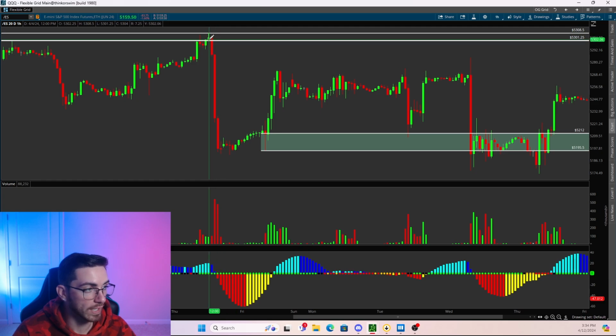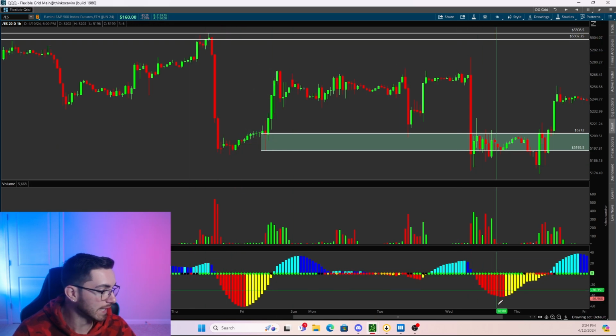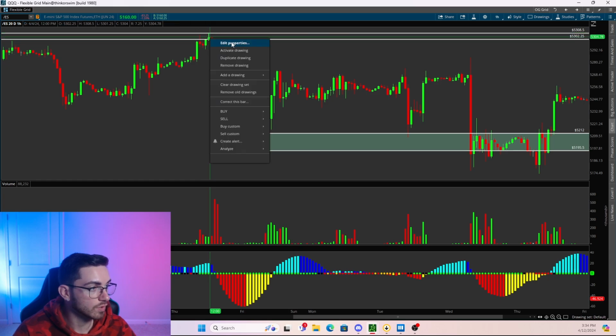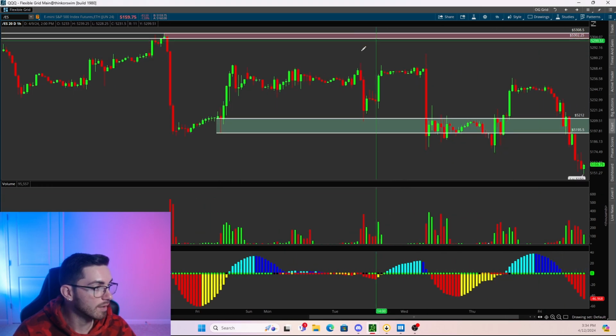Some people will take the whole candle, but the way that I draw it is you want to take the open of the green candle to the high of that green candle. Now this is going to be your supply zone. So what we're going to do is extend this to the right. And what we would look for is for price to come up into this area, make it resistance, and then look for a short entry.